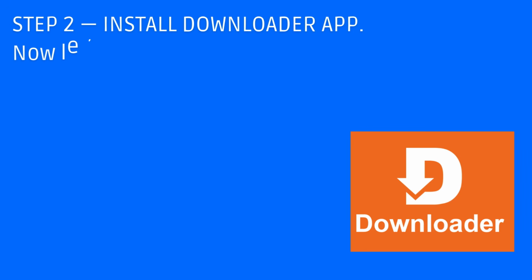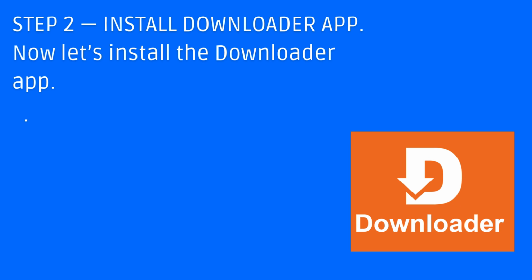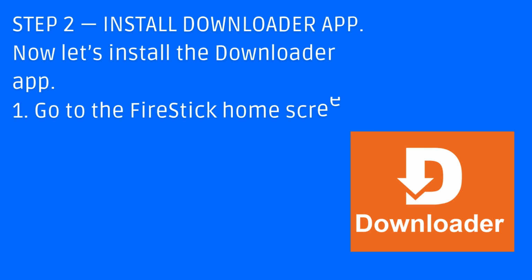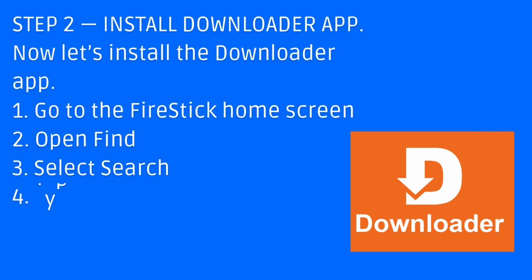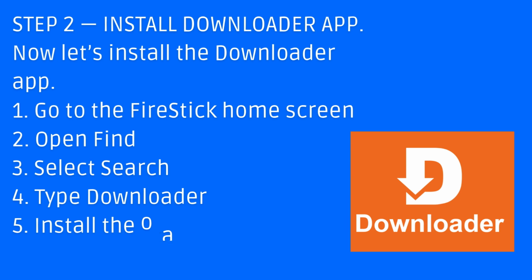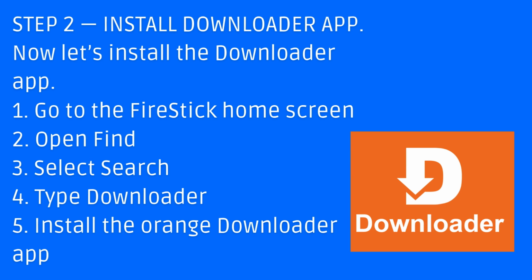Step 2. Install Downloader app. Now let's install the Downloader app. 1. Go to the FireStick home screen. 2. Open Find. 3. Select Search. 4. Type Downloader. 5. Install the Orange Downloader app.